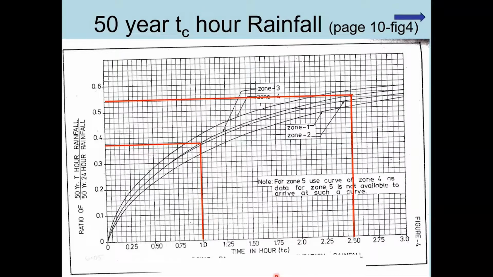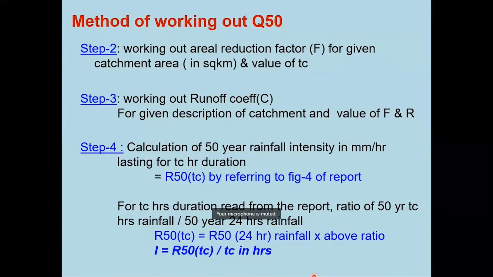So if I know the value of TC and I know the value of 50-year 24-hour rainfall, for which I have shown you that there are different tables, an all India map, and individual maps, then by this ratio I can find out the 50-year T-hour rainfall. Hope you have understood, or if there is any confusion I will explain it again.